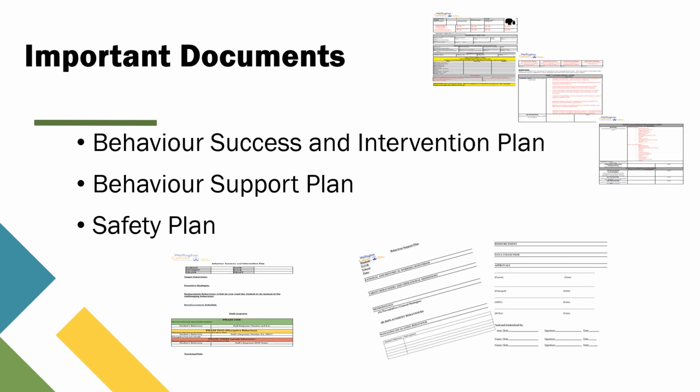The school team's planning process may include developing individualized plans to target skill building, reduce unsafe behaviors, and respond effectively if such behaviors occur. Students may have one or more of the following plans: behavior success and intervention plan, behavior support plan, and safety plan. If a student has one or more of these plans, it is essential to be familiar with its content. This ensures you can provide the necessary support to the individual student and maintain safety for all. We will now review each type of plan, their purpose, and the information they contain.